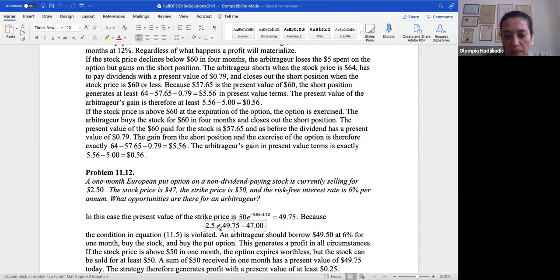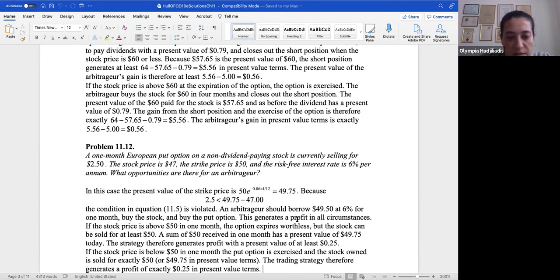So basically, an arbitrager should borrow $49.50 at 6% for 1 month, buy the stock and buy the put option. This generates a profit in all circumstances. If the stock price is above $50 in 1 month, the option expires worthless, but the stock can be sold for at least $50. A sum of $50 received in 1 month has a present value of $49.75 today. The strategy therefore generates profit with a present value of at least 25 cents.